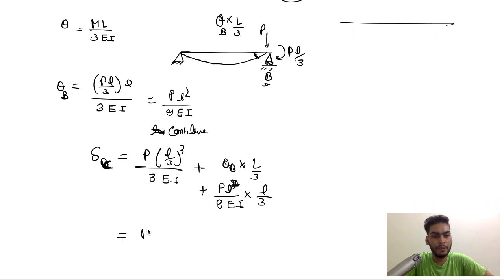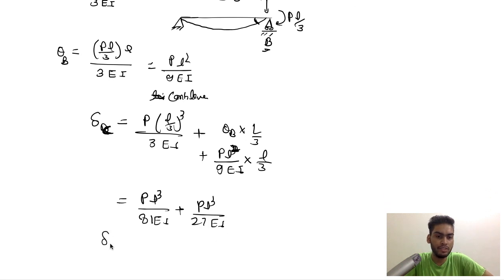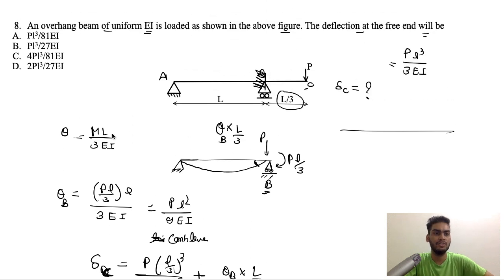So this will be PL cube upon 81EI plus PL cube upon 27EI, and if we solve this, we obtain delta C as 4PL cube upon 81EI. That is the required deflection at C. So option C here we can see is giving the correct answer, that is 4PL cube upon 81EI. So that way we can simplify these types of problems.